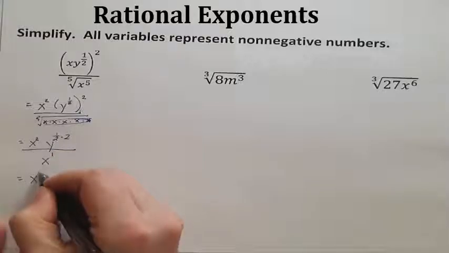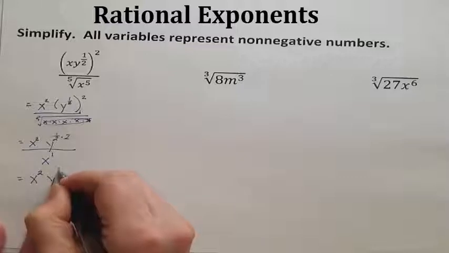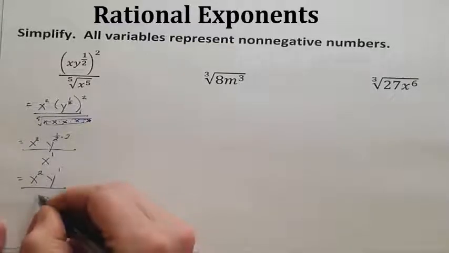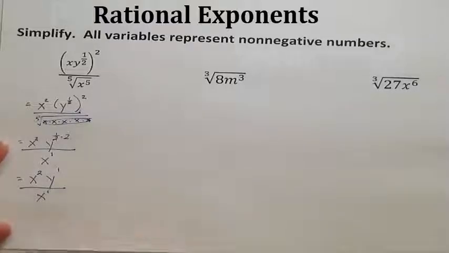So this was y to the second. I need to multiply. 1/2 times 2 is 1. So this is y to the first. All over, the bottom was already simplified as x to the first. I do not have any negative exponents. I do not have any numbers that need to be simplified.